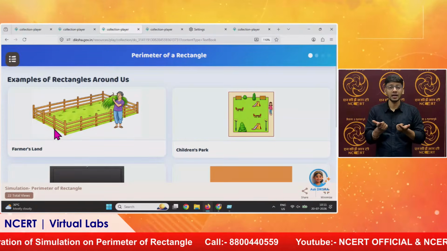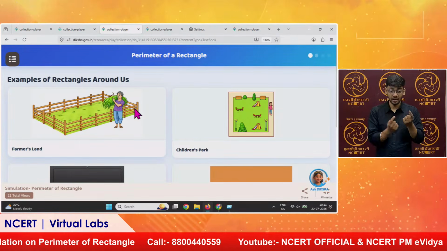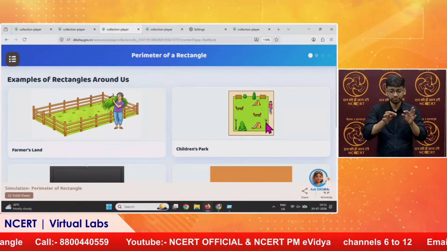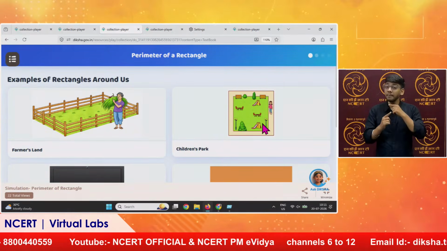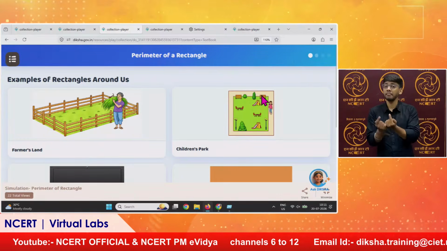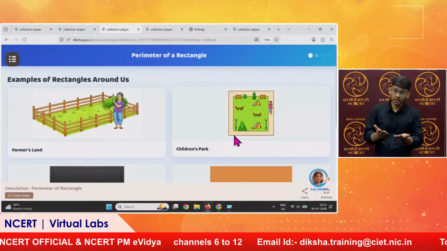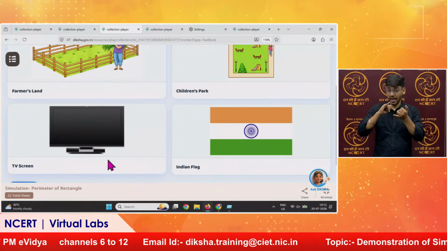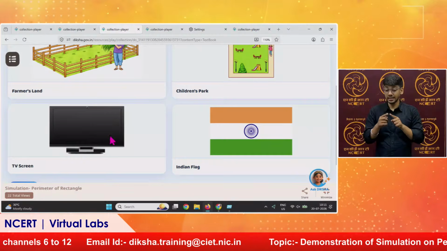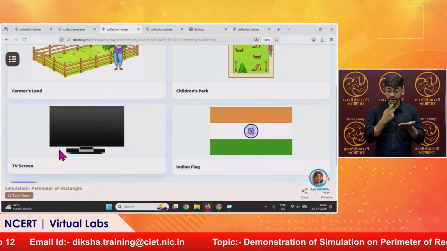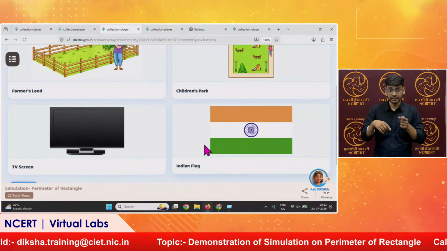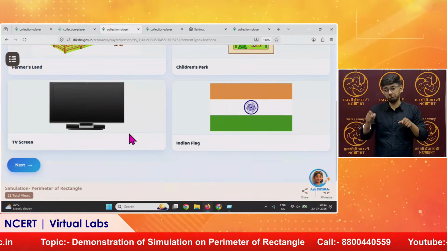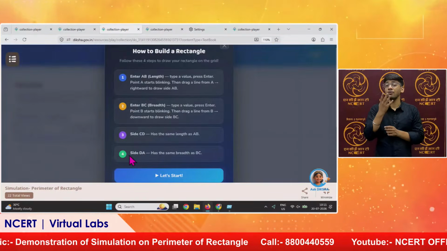So here we can see the farmer's land. It might be of any shape, but here it is given as a rectangle. The children's park is a square shape, or we can understand it as a rectangular shape, because a square is also one type of rectangle which has all 4 sides equal. Here the TV screen is also a perfect example of rectangular shape, and the Indian flag is also an example of rectangular shape. So the 4 shapes are given for now.